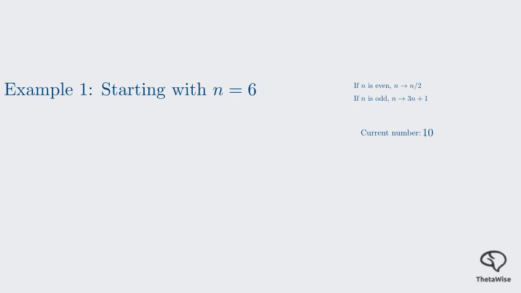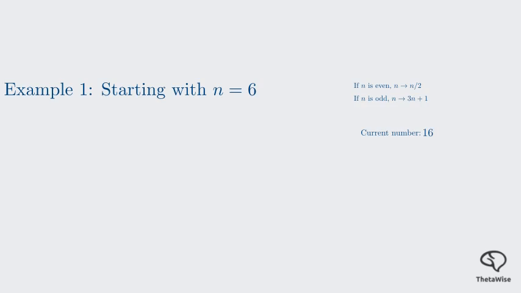Let's keep going. We have 10. Even or odd? Even, so we divide by 2. 10 divided by 2 is 5. Our number is 5. Even or odd? Odd, so we multiply by 3 and add 1. 5 times 3 is 15, plus 1 is 16.